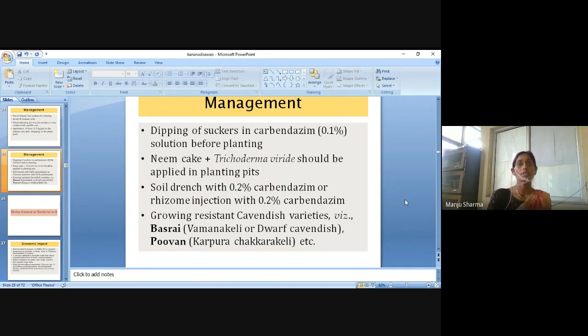Then dipping of suckers in 0.1% carbendazim solution before planting; neem cake plus Trichoderma viride should be applied in planting pits. Then soil drench with 0.2% carbendazim or rhizome injection with 0.2% carbendazim. Growing resistant Cavendish varieties like Vasrai, that is Vamanakeli or Dwarf Cavendish, and Poovan, that is Karpura Chakkarakeli, etc.